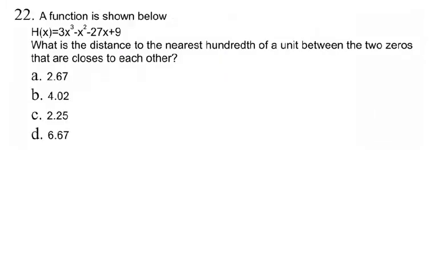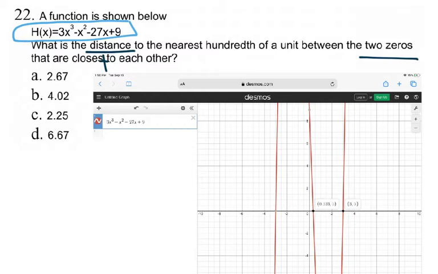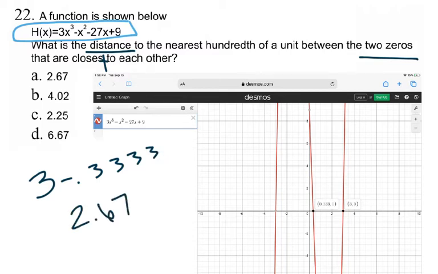Alright, so we're talking about what's the distance to the nearest hundredth between the two zeros that are closest to each other. The first thing I'm going to do is graph this in Desmos, and find the two zeros that are closer to each other. Okay, so I put this in Desmos. I found the two zeros that were closer to each other. And then if I want to find the distance, I'm going to do the big one minus the little one. So that's how I'm getting 2.67. And it did say to round to the nearest hundredth, which is why I rounded to two decimal places.